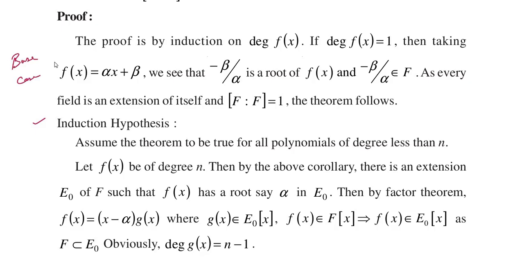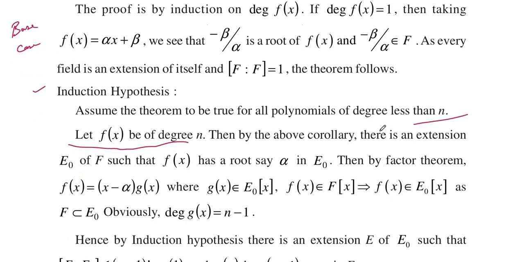And here we have the induction hypothesis. Assume the theorem to be true for all polynomials of degree less than n, and we shall assume that the degree of f(x) is n. Then by the above corollary, there is an extension E naught of F such that f(x) has a root, say alpha, in E naught. Then by the factor theorem, because alpha is a root, x minus alpha becomes a factor. So f(x) is equal to (x minus alpha) times g(x), where g(x) belongs to E naught[x].